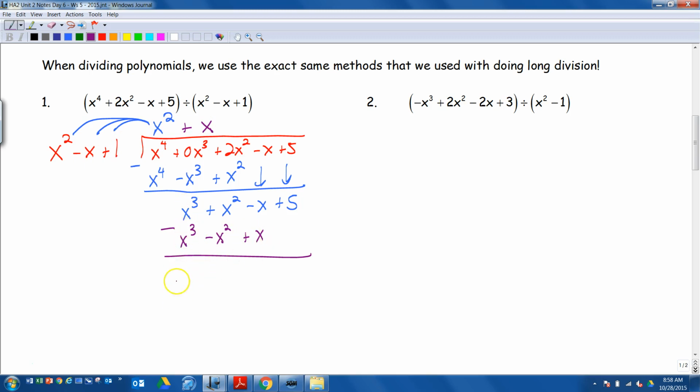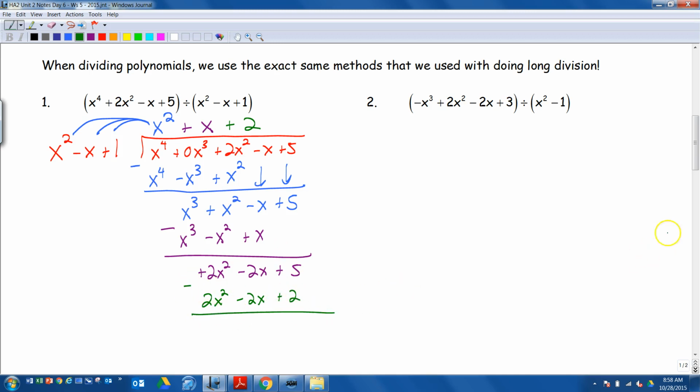So we subtract. Those go away. Be careful here. X squared minus a negative is a plus, so we have plus 2x squared. Negative x minus x is a minus 2x. And then 5 minus 0 is positive 5. Alright, so the last step now is I need a 2x squared. I have an x squared, which means I just need to multiply that thing by 2. 2 times x squared gives me the 2x squared. 2 times negative 1 is a negative 2x. 2 times 1 is a positive 2.